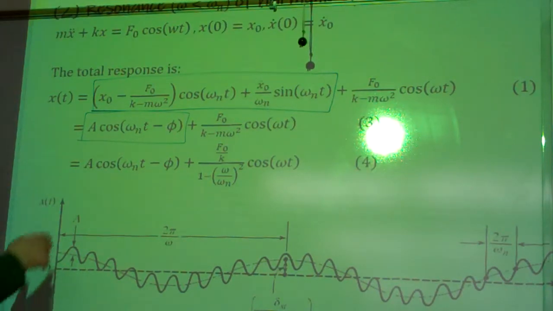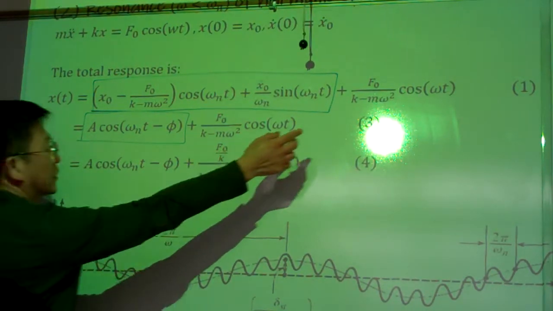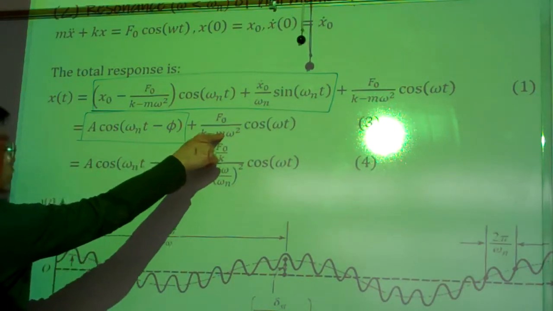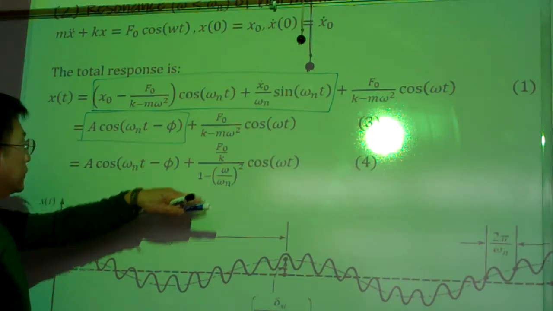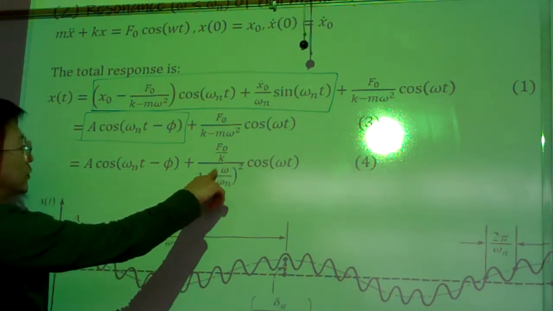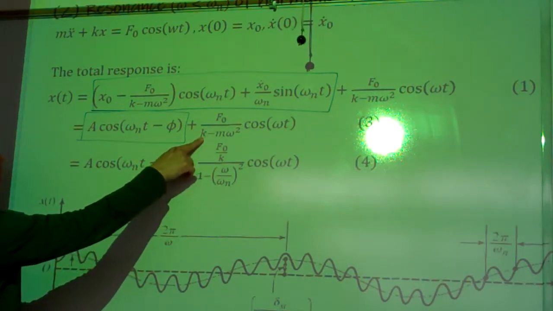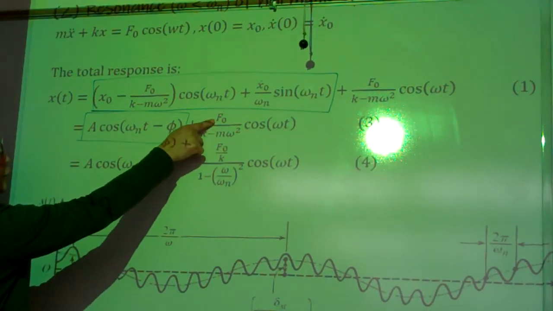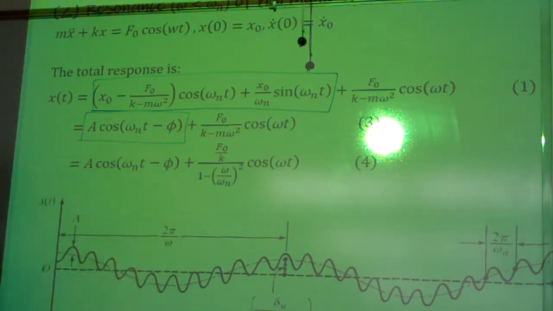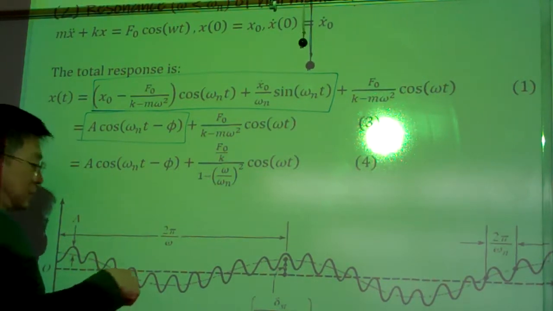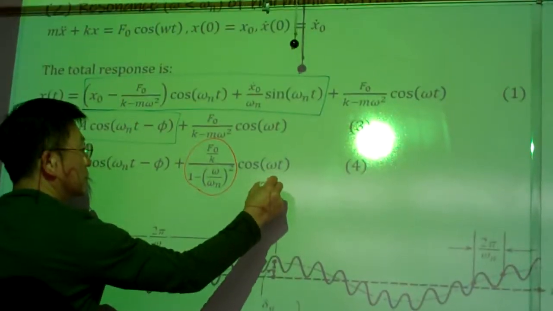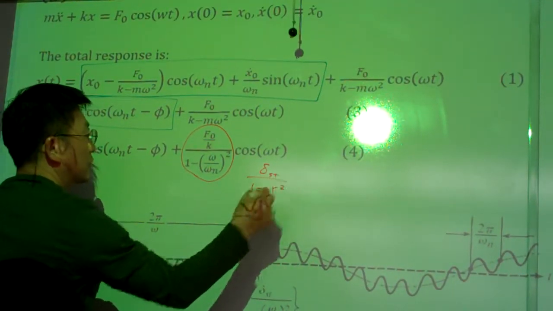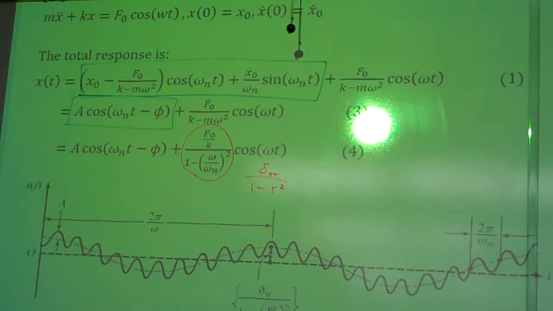So by all means, we have the equivalent expression like this, and we leave the terms here. This is the steady state response. And again, here we can further simplify. Basically, we simply divide the numerator and denominator by k. So if you like, we can say this term is simply equal to delta st over 1 minus r squared. Okay, that would be the simpler symbolic expression. Either way, it's not that important.